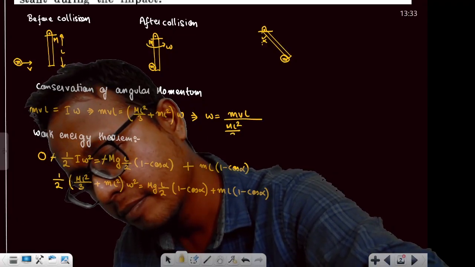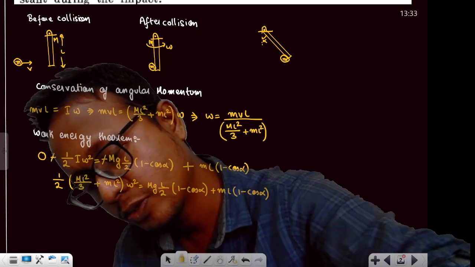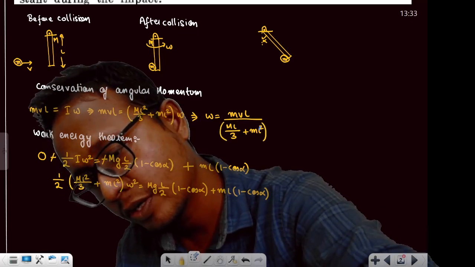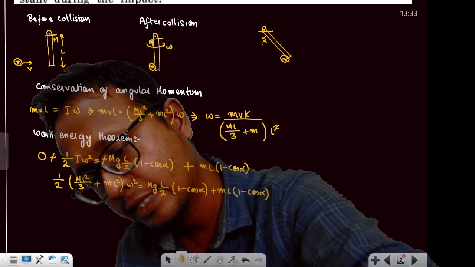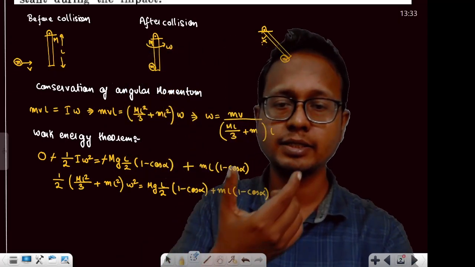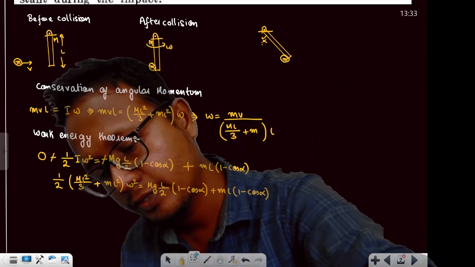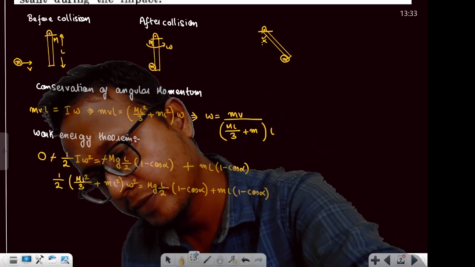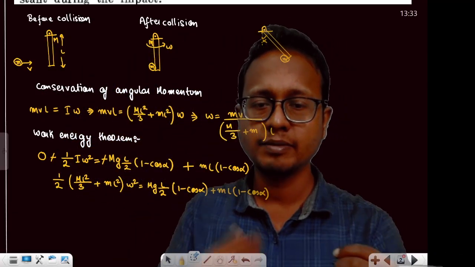m L square by 3 plus m L square. If I take L square common and move it out, I can cancel out this L and this square. If I take m L square out here, there would be m L square by 3 plus m. So omega is nothing but this value.